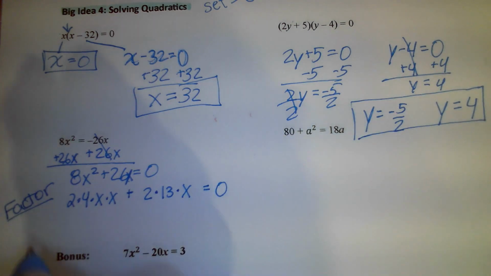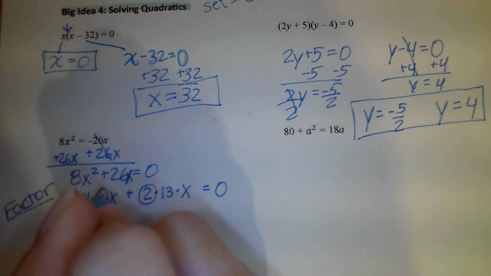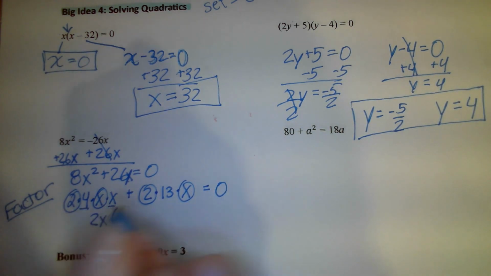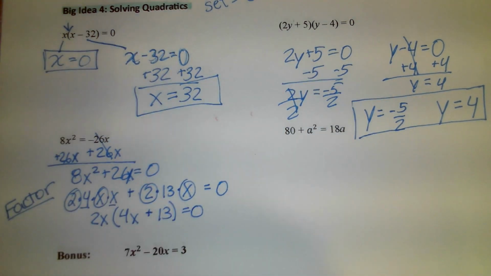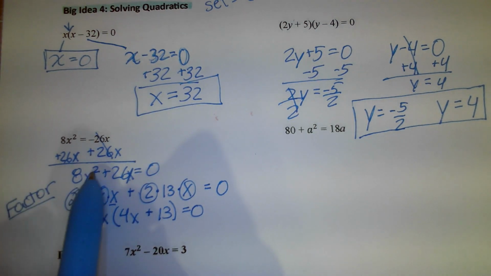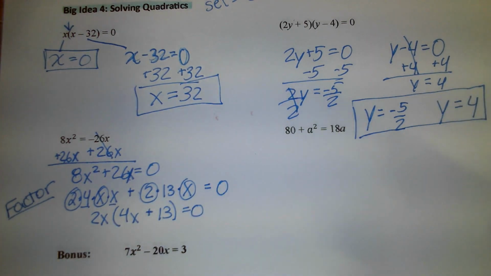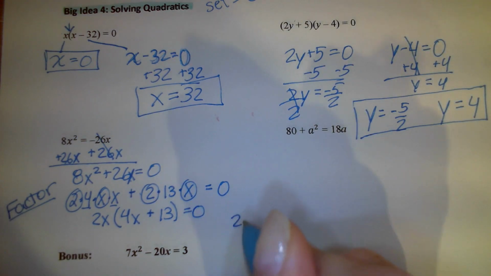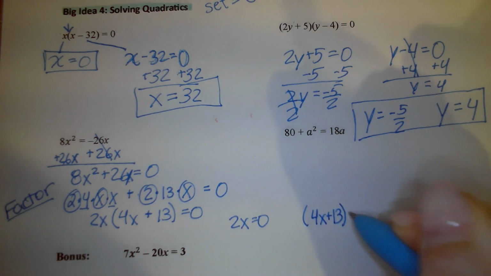Now, what they have in common is 2 and x. So that comes outside. And then inside the parentheses is going to be 4x plus 13 equals 0. Now notice by factoring, I no longer have an exponent of 2. So I can combine these like terms and solve for just x. I no longer have x squared. Now I have monomial times binomial, so this is going to become 2x equals 0 and 4x plus 13 equals 0.